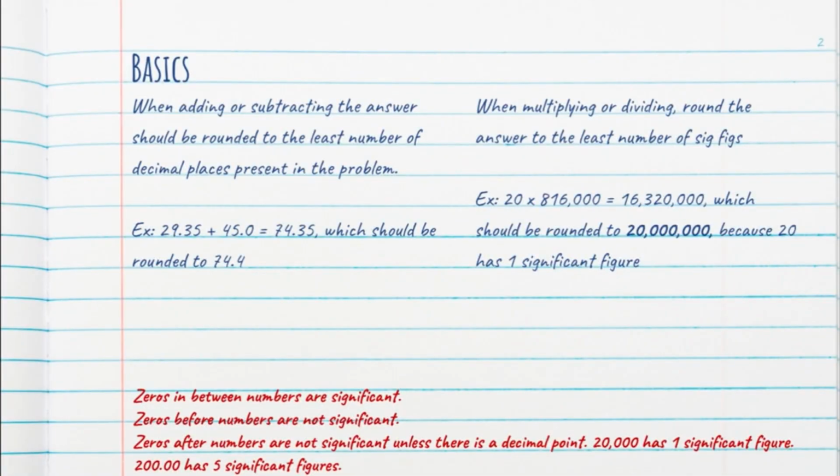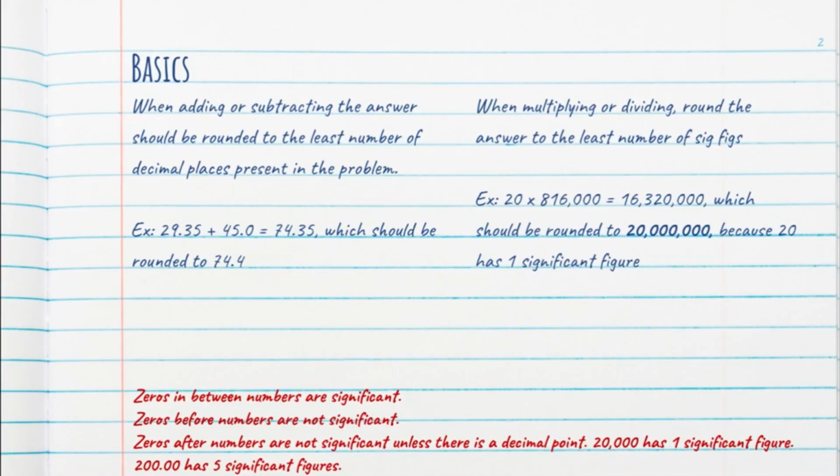Basics. When adding or subtracting, the answers in the equation should be rounded to the least number of decimal places in the problem. For example, if you were adding 29.35 with 45.0, the answer is 74.35, but it should be rounded to 74.4 because 45.0 only has one decimal place, so the answer should only have one decimal place.